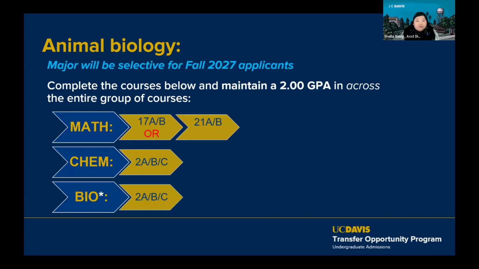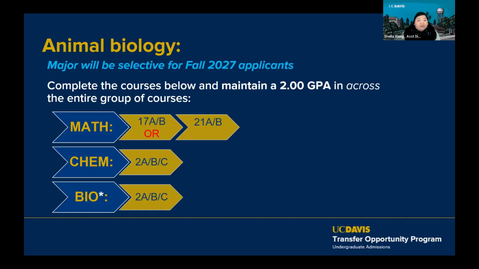You also have to complete general chemistry 1 and 2 at UC. So these are listed in the UC Davis course numbers. If you are wondering what they are equivalent to at your community college, please check the assist.org website, or you can also schedule an appointment with a TOP advisor to go over these requirements as well. We'll drop the link for the TOP website in the chat as well.